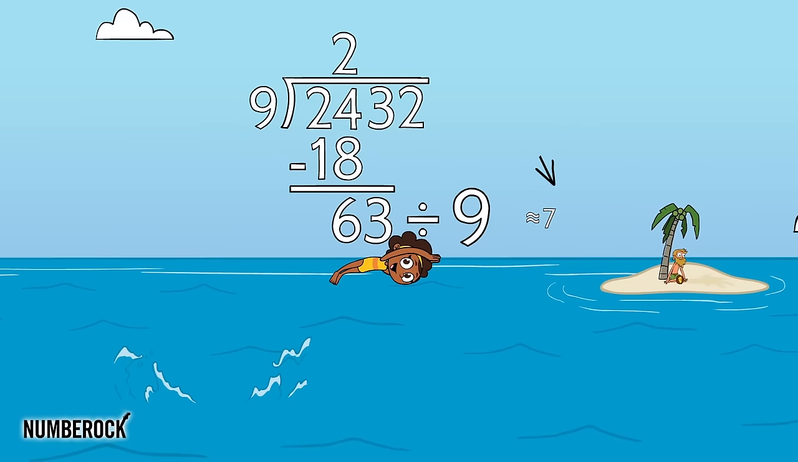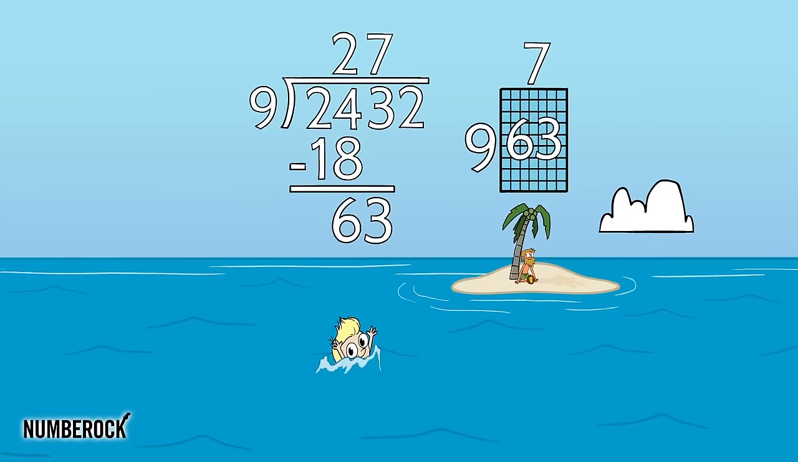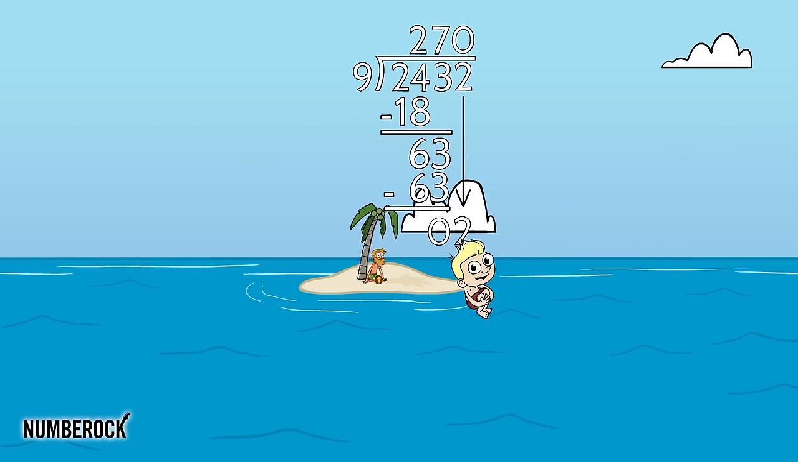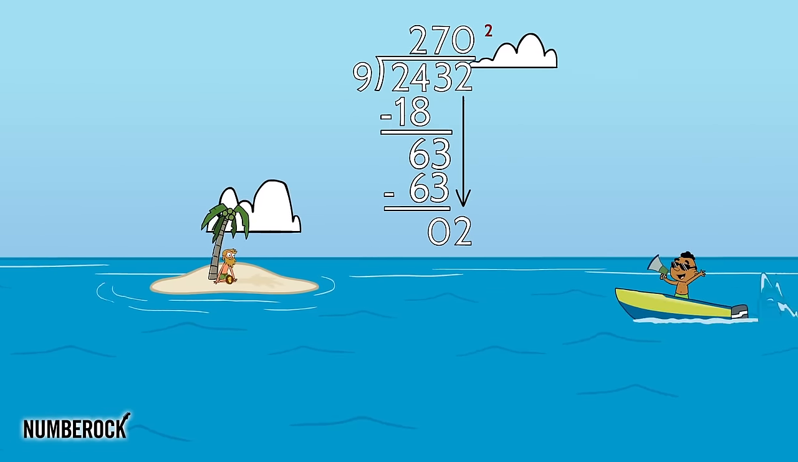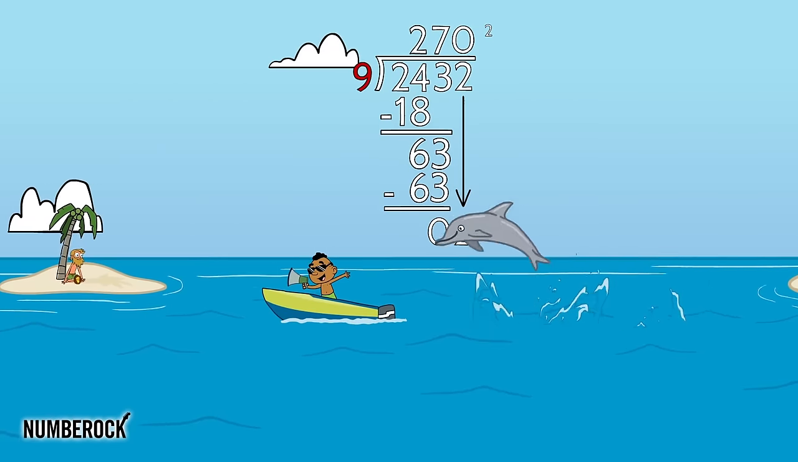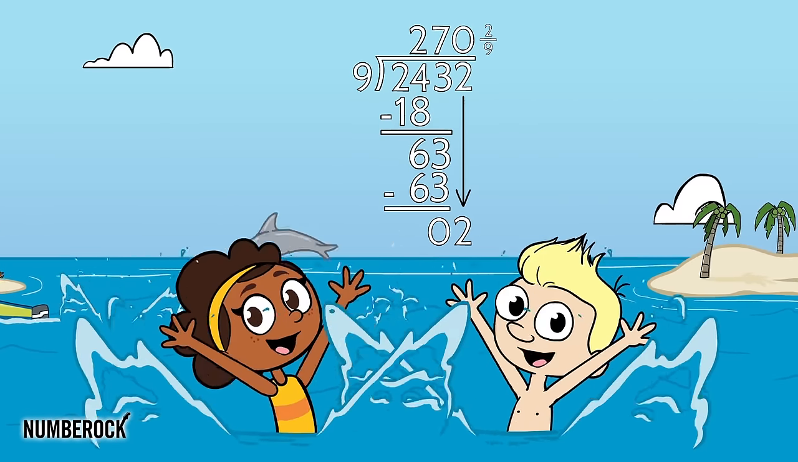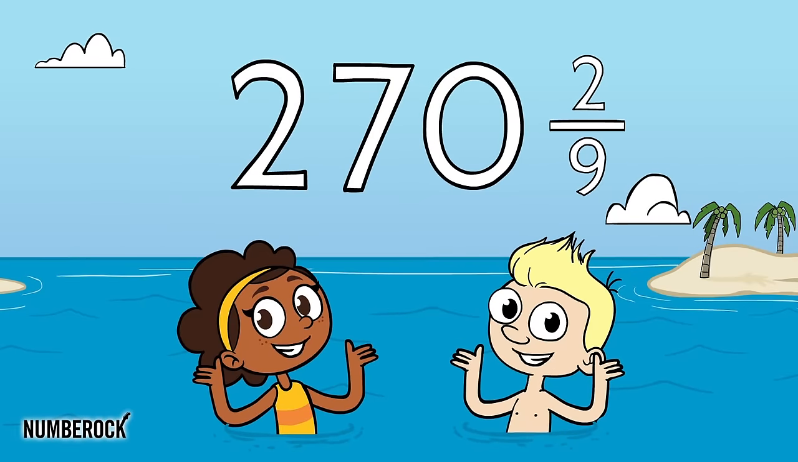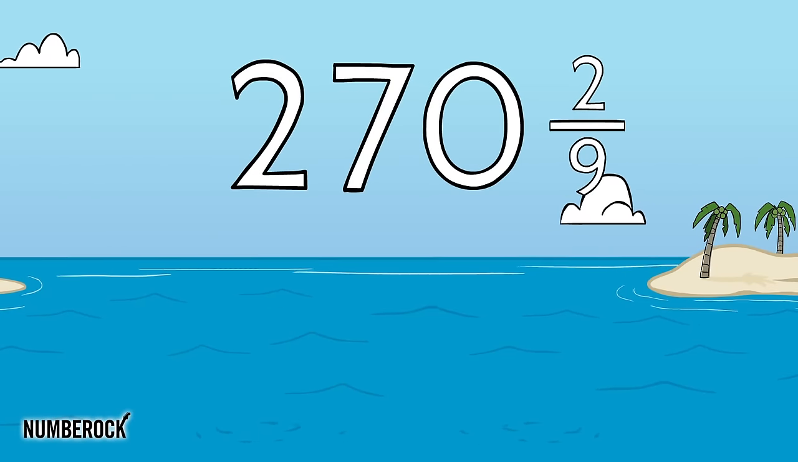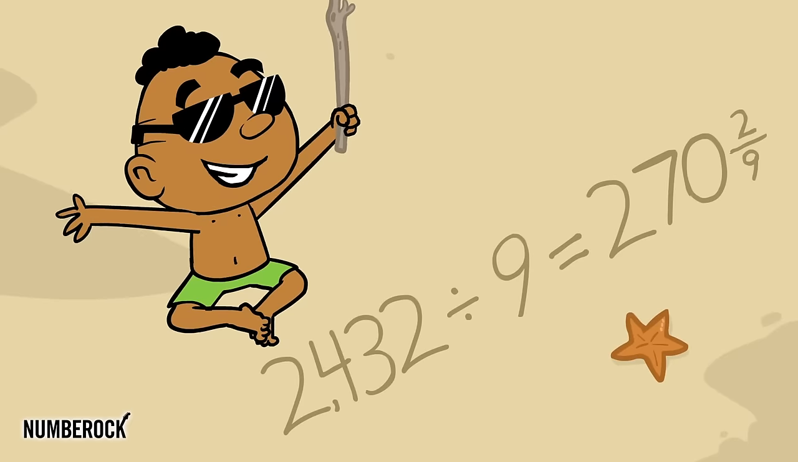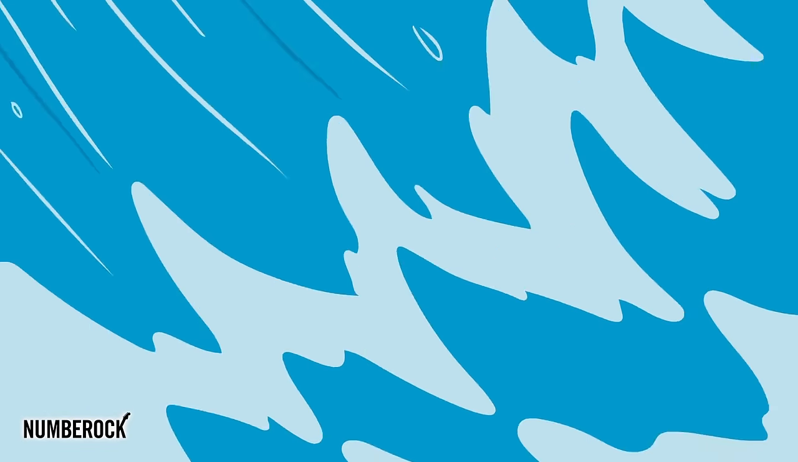Divide, multiply, subtract, bring down. The remainder can become the numerator. The divisor can become the denominator. That's how a quotient is found.